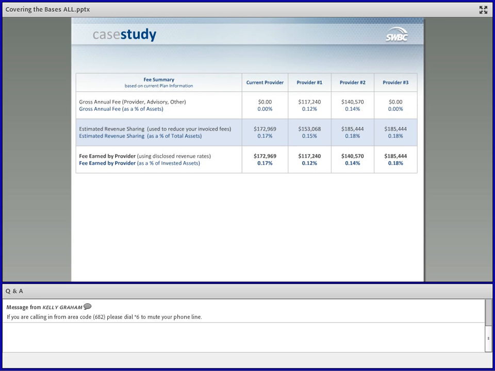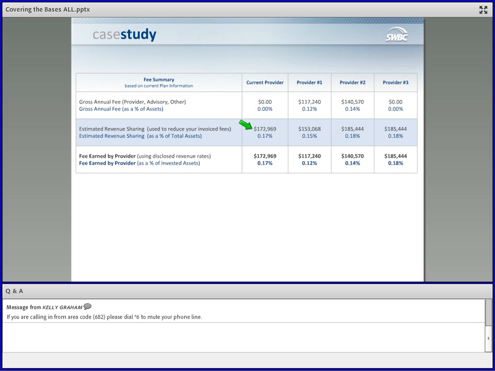And so you'll see here now the estimated revenue sharing as disclosed through 408B2 is $173,000. And now previous to 408B2, that never would have been disclosed. It wasn't required. But now for the current provider, they looked at their 408B2 notice and said, okay, $173,000 is what our provider is making for the services that they're providing us.